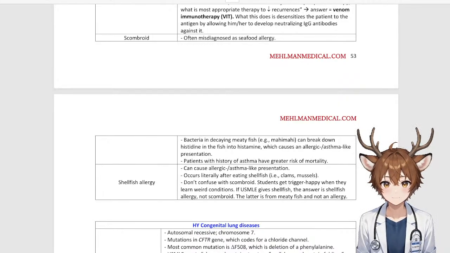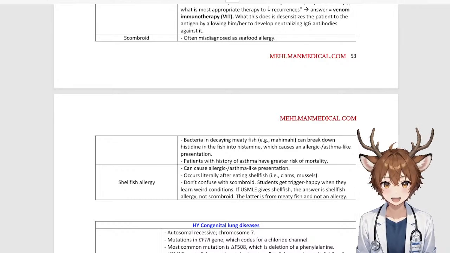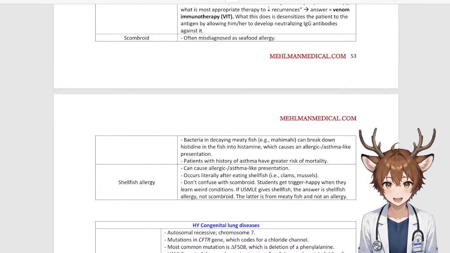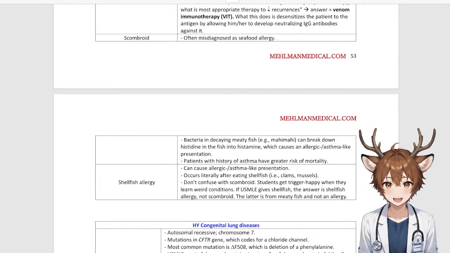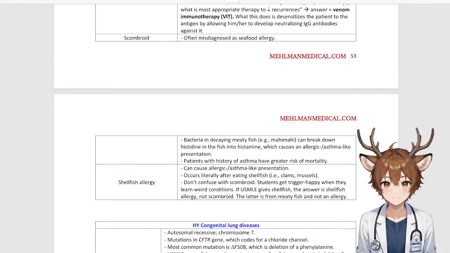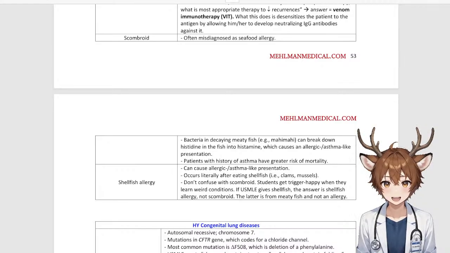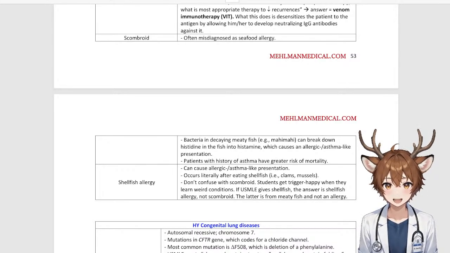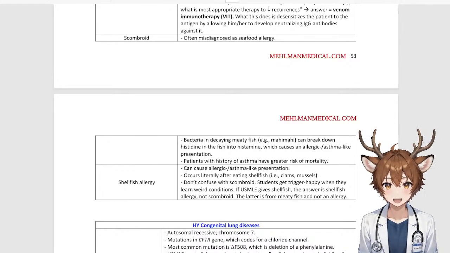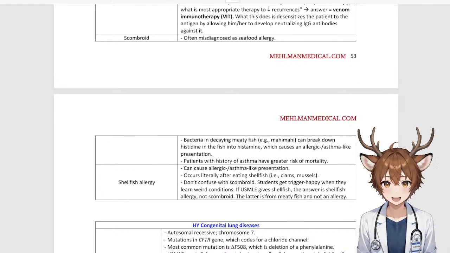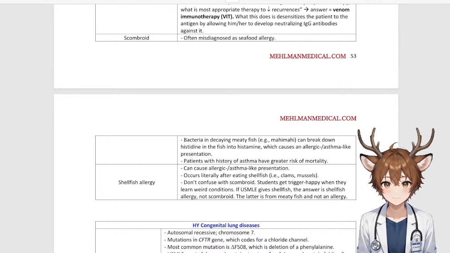What about scombroid? Scombroid is misdiagnosed as seafood allergy. Bacteria in decaying meaty fish, for example mahi-mahi, can break down histidine in the fish into histamine, which causes an allergic, asthma-like presentation. Patients with a history of asthma have greater risk of mortality. Shellfish allergy can cause allergic or asthma-like presentations, often literally after eating shellfish like clams or mussels. Don't confuse with scombroid. Students get trigger happy when they learn weird conditions. If USMLE gives shellfish, the answer is shellfish allergy, not scombroid. The latter is from meaty fish and not an allergy.